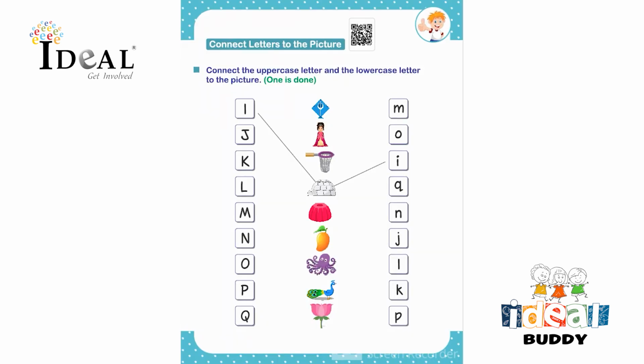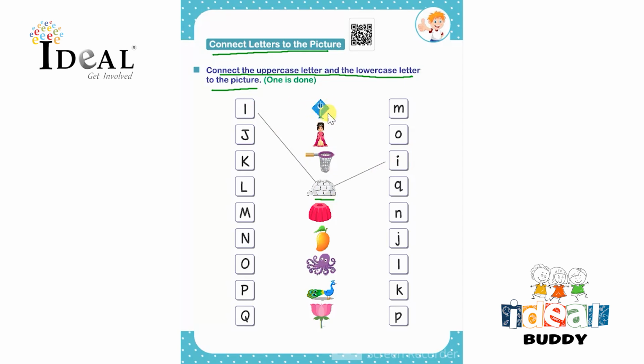Hello everyone. In this page, the child has to connect the letters to the given picture. So they have to connect the uppercase letter and the lowercase letter to the given picture as shown over here. So one example is done for the students for their reference. So here the given picture is of igloo. The beginning sound is I that starts with the letter I. So we have connected the uppercase letter I and the lowercase letter i to the given picture.